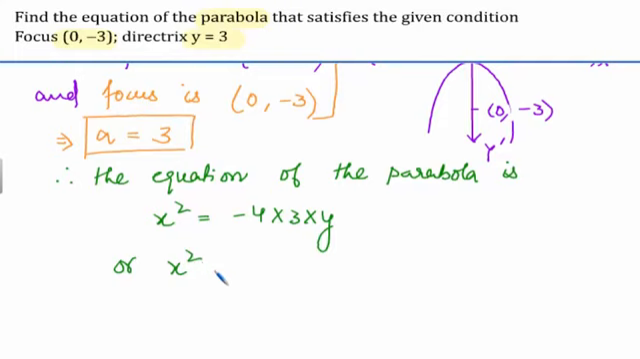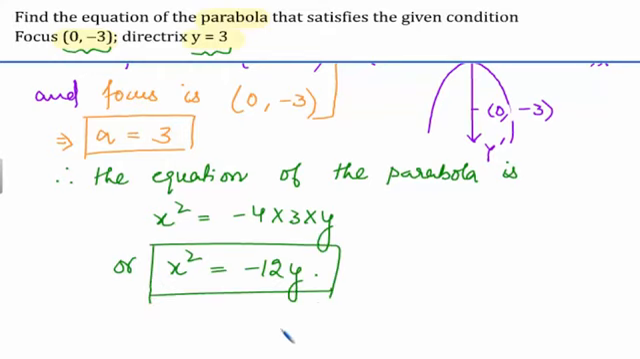Therefore, the equation of the parabola whose focus is (0, -3) and directrix is y = 3 is x² = -12y. This completes the solution. In this question, we have to find the equation of the parabola whose vertex is at the point (0, 0) and the focus has coordinates (3, 0).